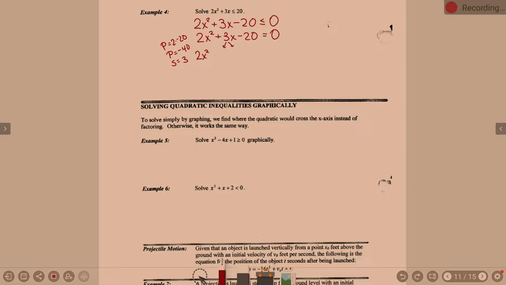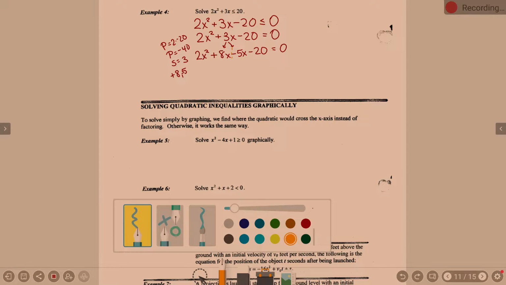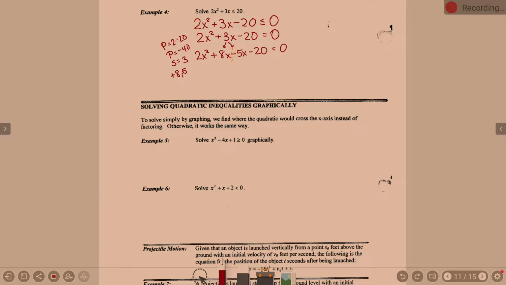2x squared just drops down. 3x is going to split into some combination of 8 and 5. What do we need? Positive 8, negative 5? Yeah. So I'm going to say plus 8x minus 5x. I'm going to carry the negative 20 down, set it equal to 0. For four terms, we split this equation in half. GCF of the first half: 2x squared and 8x both divide by 2x, leaving me with x plus 4 in parentheses.